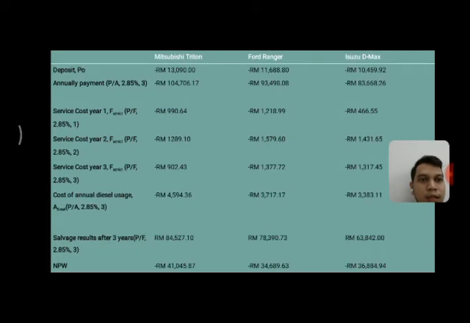So this is the data that we got for NPW. NPW for Mitsubishi Triton is negative RM41,045.87. For Ford Ranger, negative RM34,689.63. For Isuzu D-Max, negative RM36,884.94.